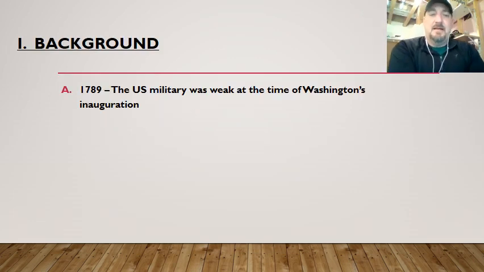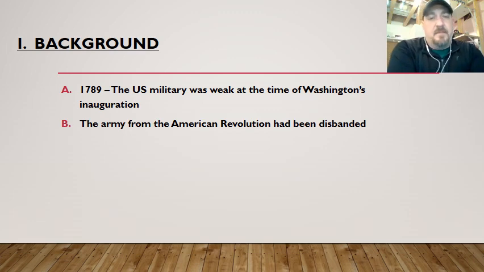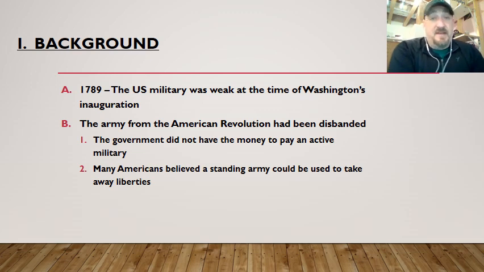Just some background information. We know at the time the U.S. military was weak. The army from the revolution had been disbanded for two reasons. The first one being the government didn't have the money to pay an active military. And the second, many Americans really felt that if there was a standing army, it could be used to take away American liberties. They really felt that local militias would do a better job of defending any hostile threats. So there wasn't that support for a standing army.